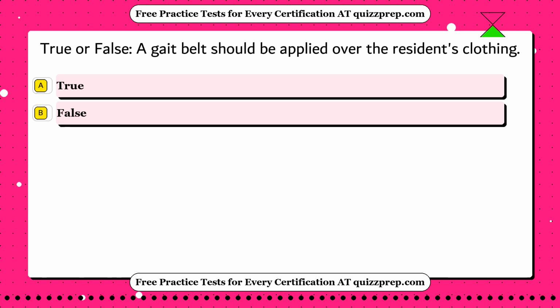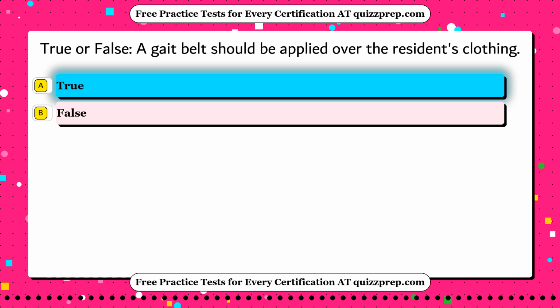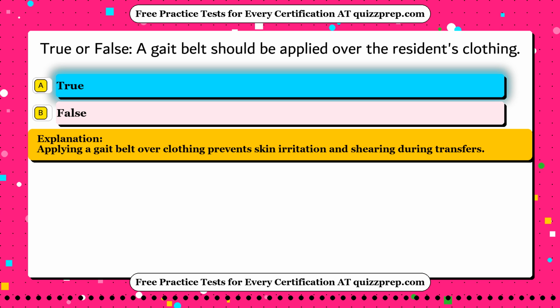Question 58. True or false, a gait belt should be applied over the resident's clothing. Option A, true. Option B, false. The correct answer is option A, true. Applying a gait belt over clothing prevents skin irritation and shearing during transfers.